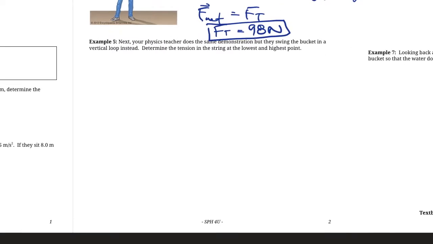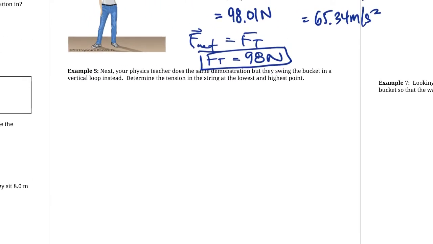All right. So next, I do the same demonstration, but I swing the bucket in a vertical loop. Picture I'm holding it out to the side with my arm out, and I'm swinging it around in a vertical loop instead. This is the center. This is the string attached to the bucket, in a vertical loop. So it's going around the circle like that. Maybe you've seen somebody do this demonstration in the past, but if you do it fast enough, the water won't come out. You just got to do it fast enough. You got to have faith in the physics.